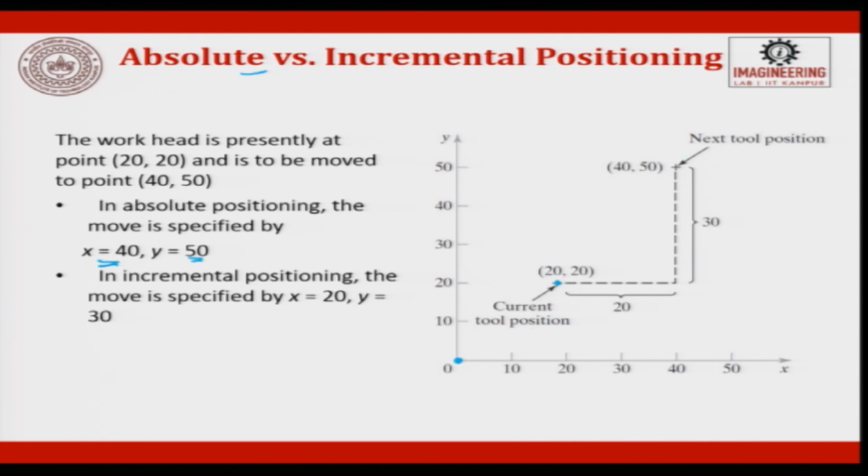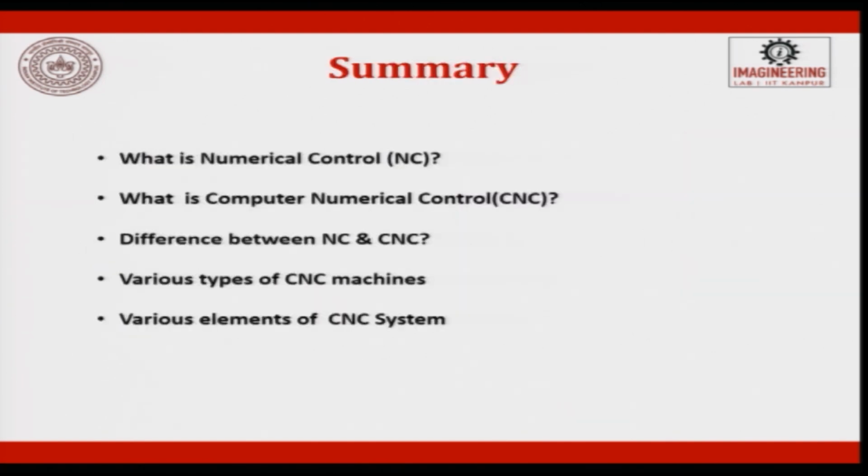In incremental form, what you will do is you will represent x equal to 20 and y equal to 30, because it takes with respect to the previous point. This is the difference between absolute and incremental. This we will see in more detail in the practical class of CNC programming.